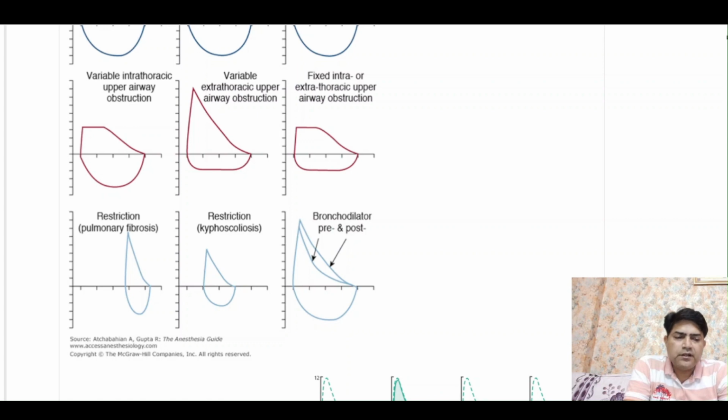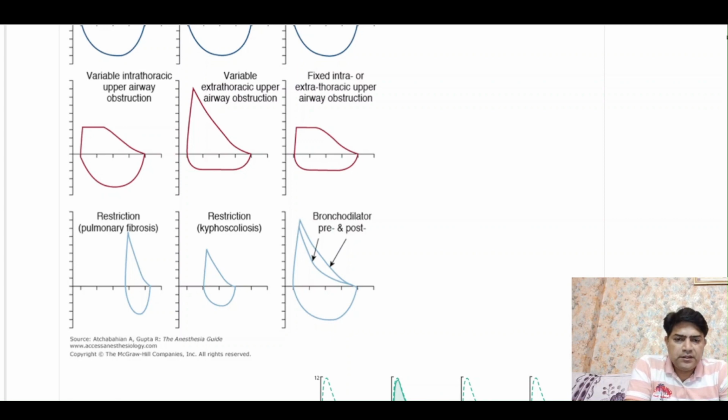And every volume is shortened. So it is a small flow volume loop. The normal one you have seen is a big loop. And similarly in kyphoscoliosis, which is extrathoracic restriction, you can also see that. That can be obesity also or myasthenia gravis. So these are the restrictive lung diseases.